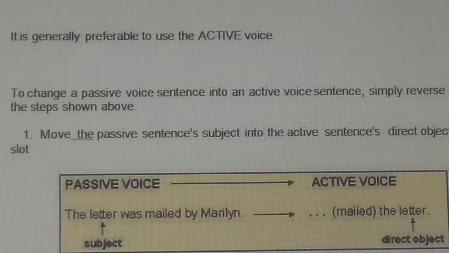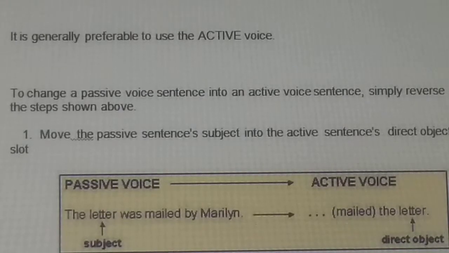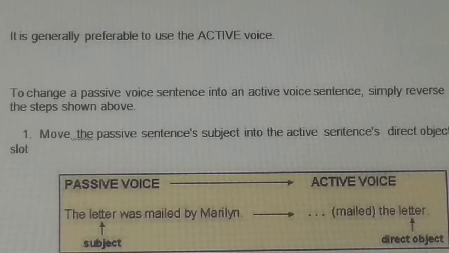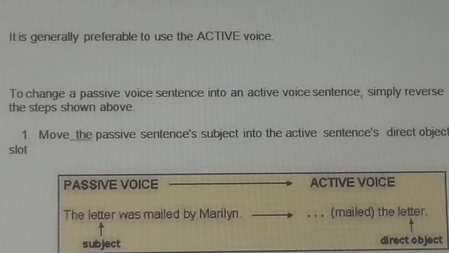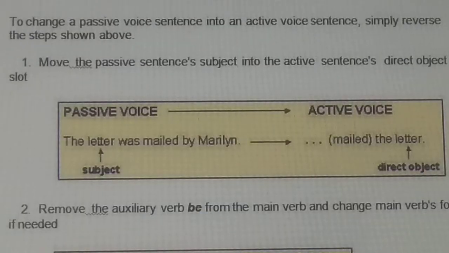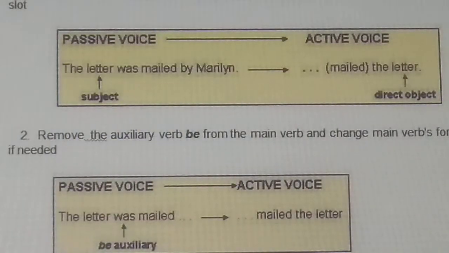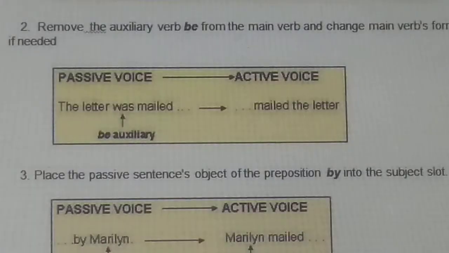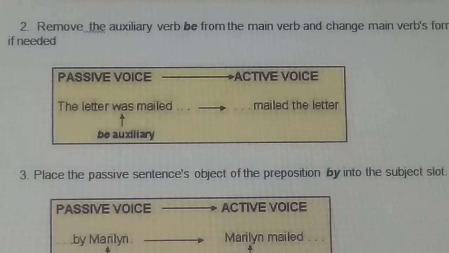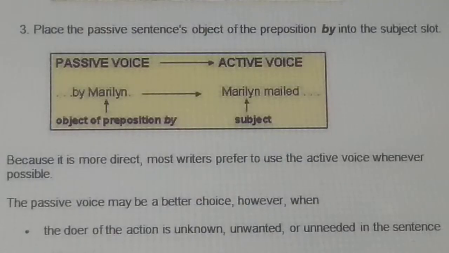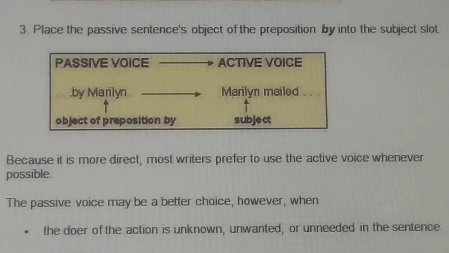To change a passive voice sentence into an active voice sentence, simply reverse the steps. That is the easiest thing to do, children. Passive voice, active voice, again the same example. See, remove the auxiliary verb be. This I have already done. The letter was mailed. Mailed the letter. Because the active voice is more direct, most writers prefer to use it whenever possible.